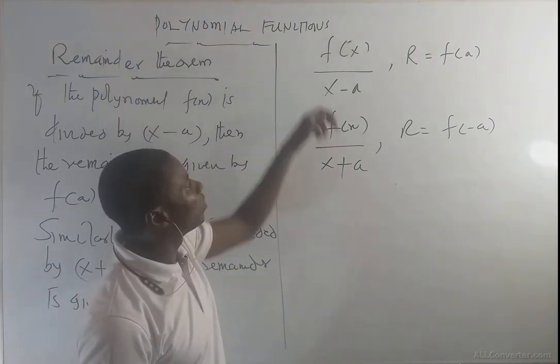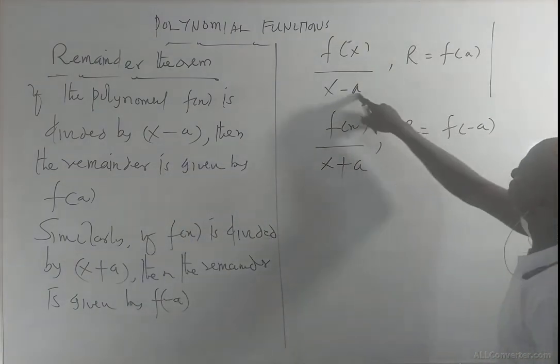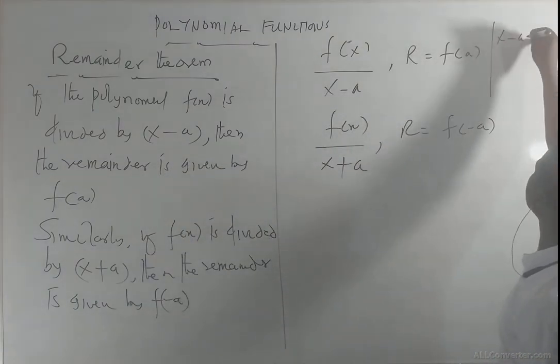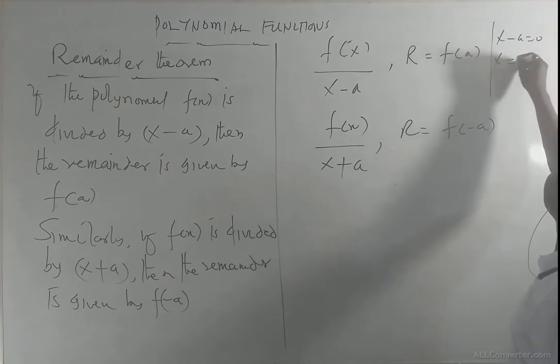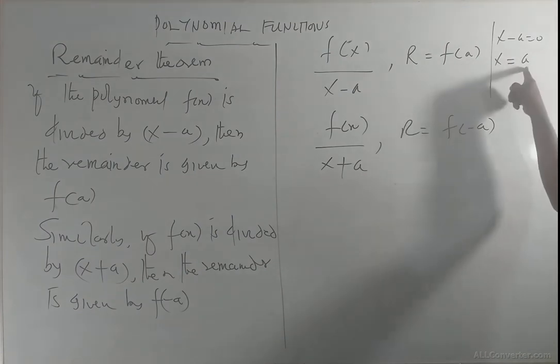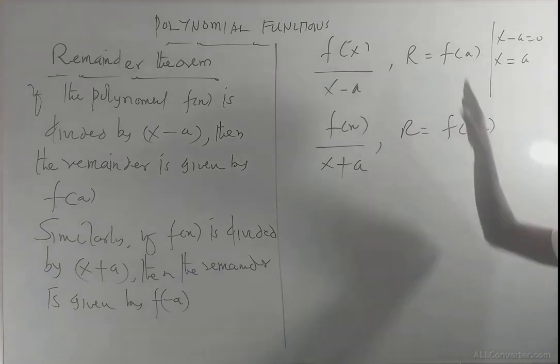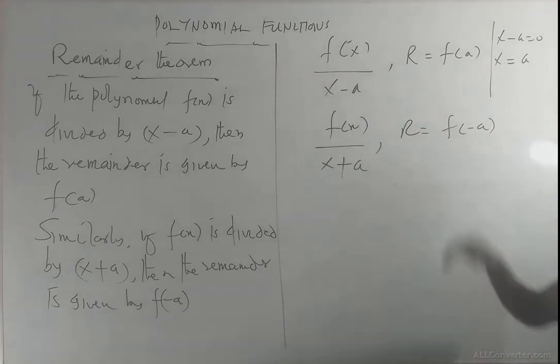What is really happening is, when you divide a polynomial function, this is the dividend, we have the divisor. When we equate the divisor to 0, x minus a equals 0, and we make x the subject, x equals a. So f of a means that when we substitute a wherever we see x in the polynomial function, whatever we are getting is the remainder. I will explain with an example so you understand it better.